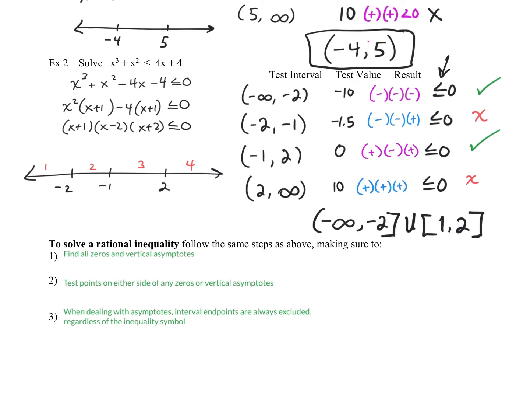Again, we solve the related equation, use those solutions as parts of the interval setups for our testing, and then we test each of those intervals and find the ones that get us a true inequality. If we want to visualize this, we can see on our number line that the areas that did work were our first and our third intervals, and our second and fourth were not successful.